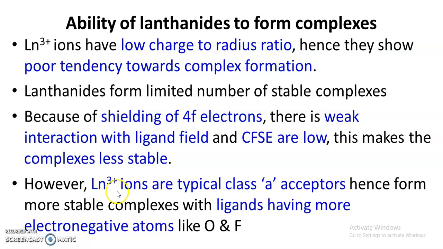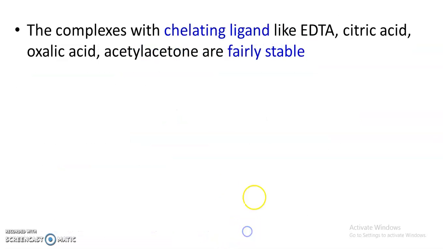However, lanthanide plus 3 ions are typically class A acceptors, and hence these ions can form more stable complexes with ligands having more electronegative atoms like oxygen and fluorine. So basically they have less tendency to form complexes, but these ions can form comparatively more stable complexes with ligands having oxygen and fluorine as donor elements, because these are more electronegative atoms.